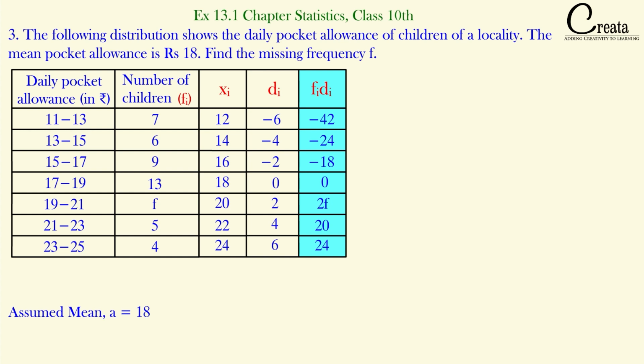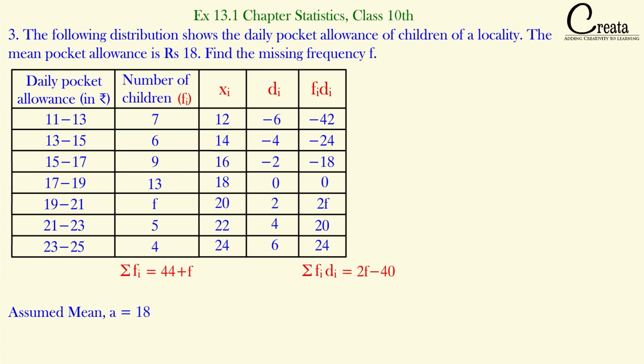Let's do the addition of fi into di. It will be 2f minus 40. Note that we have done all the addition and we have taken 2f separately. 2f minus 40 will be the addition of all fi's into di's, which is sigma fi into di. Similarly, let's also find the sum of all the frequencies. These all values, it will be 44 plus f. F is the missing term. Got it? So we got all the values.